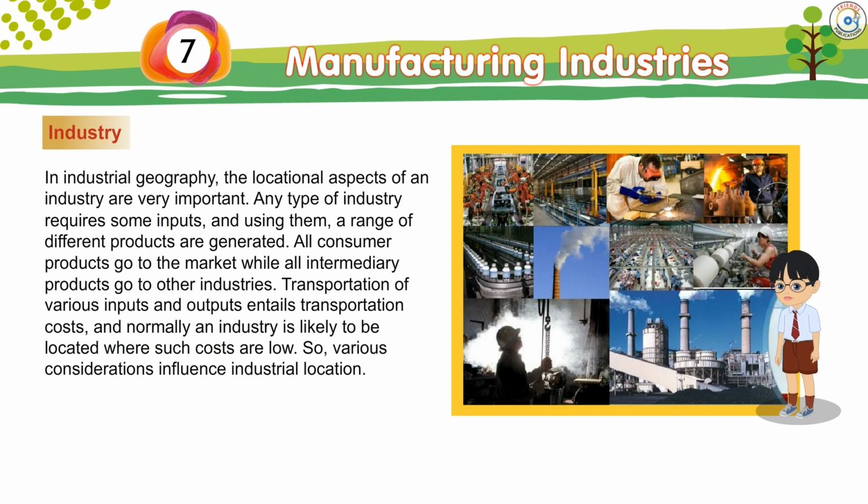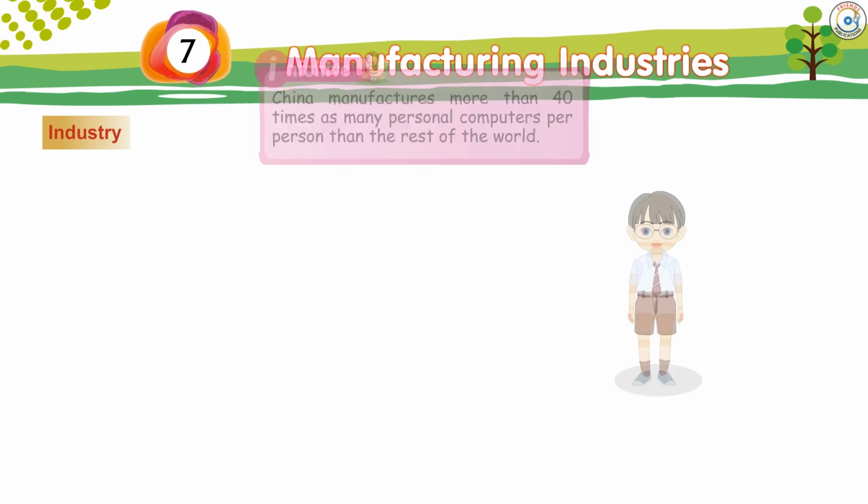Any type of industry requires some inputs, and using them, a range of different products are generated. All consumer products go to the market, while all intermediary products go to other industries. Transportation of various inputs and outputs entails transportation costs, and normally an industry is likely to be located where such costs are low. So various considerations influence industrial location.